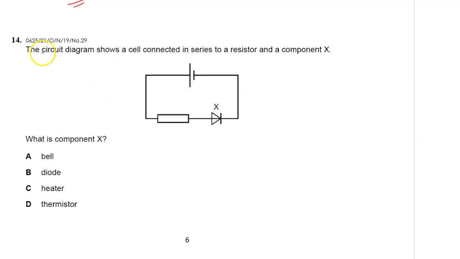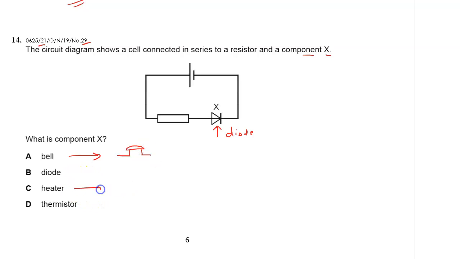Number 14. Of course, this is from variant 2.1, and this was number 29. The circuit diagram shows a cell connected in series to a resistor and a component X. What is component X? Of course, this component X here is a diode. The symbol for a bell in a circuit looks like this.